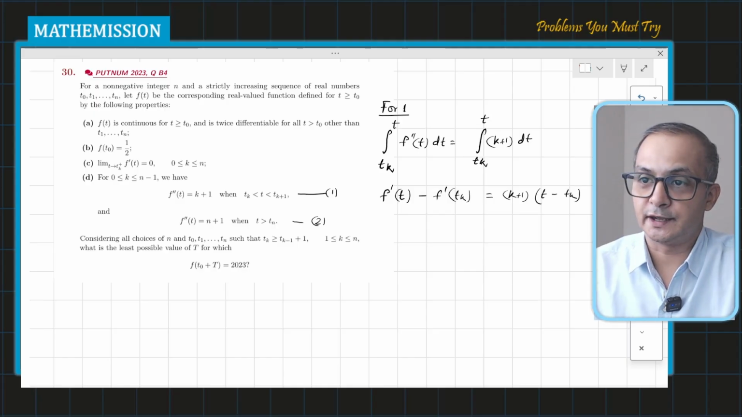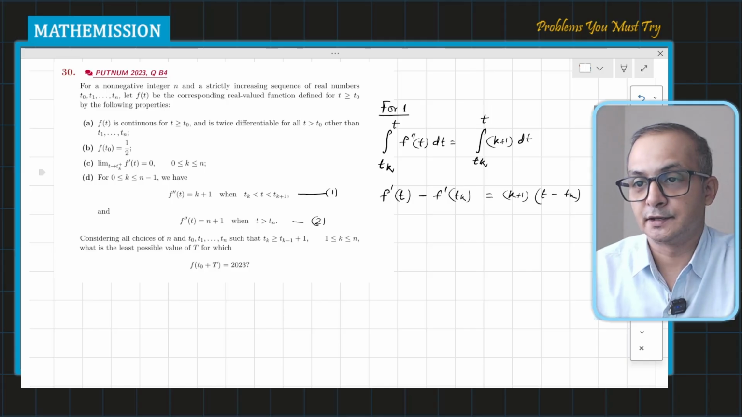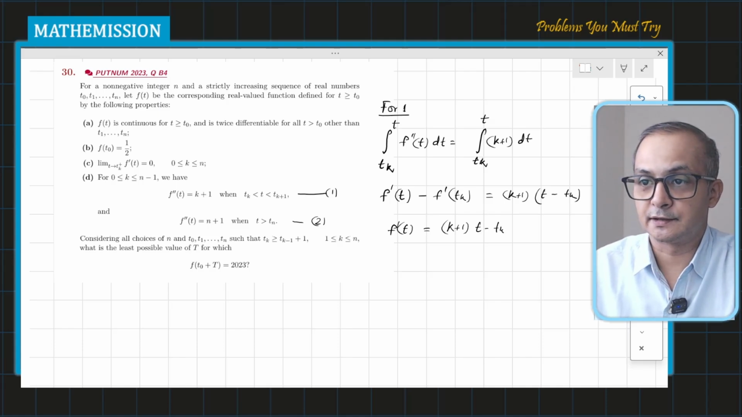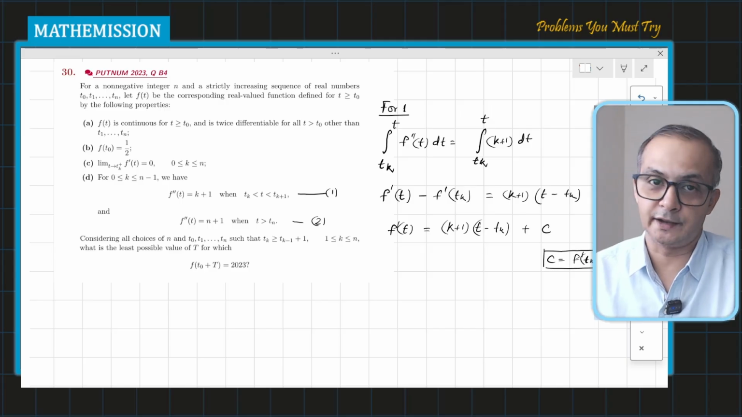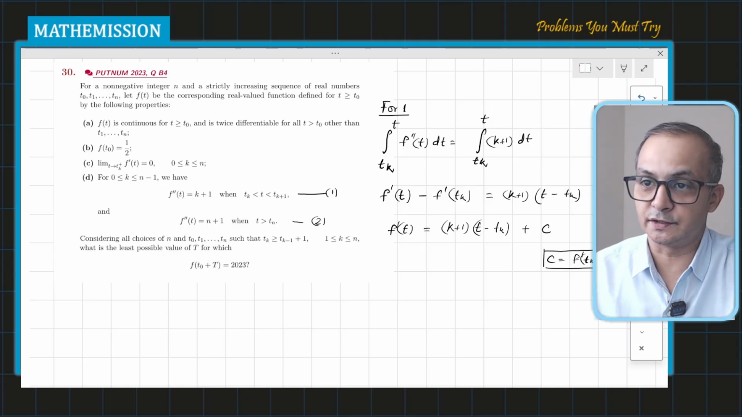You can also understand that f dash tk is some constant value, so I can bring this constant value to that side and write that f dash t is equal to k plus 1 times (t minus tk) plus some constant c, where this c is f dash tk, because tk was a fixed real number, and on that you are finding the derivative of the function, so that must be constant.